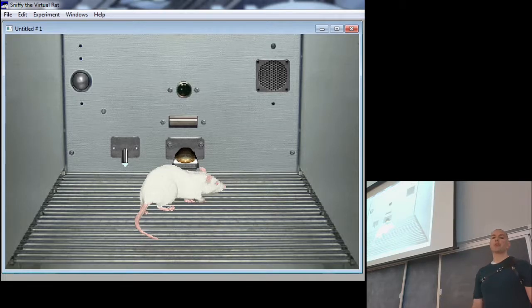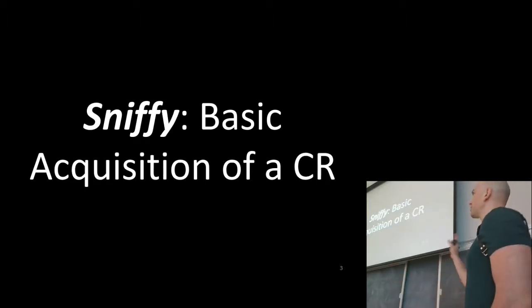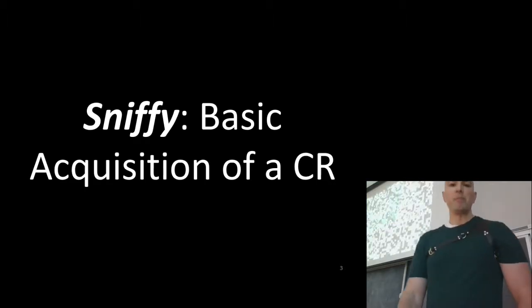So the first thing you want to do is make sure that you're doing the correct SNIFFY exercise, so the title is correct. Don't look at the number, look at the title. When you're doing that first exercise, look for basic acquisition of a conditioned response. It might be exercise 3 or exercise 4 in your manual. It's the first homework assignment that we're going to be doing.